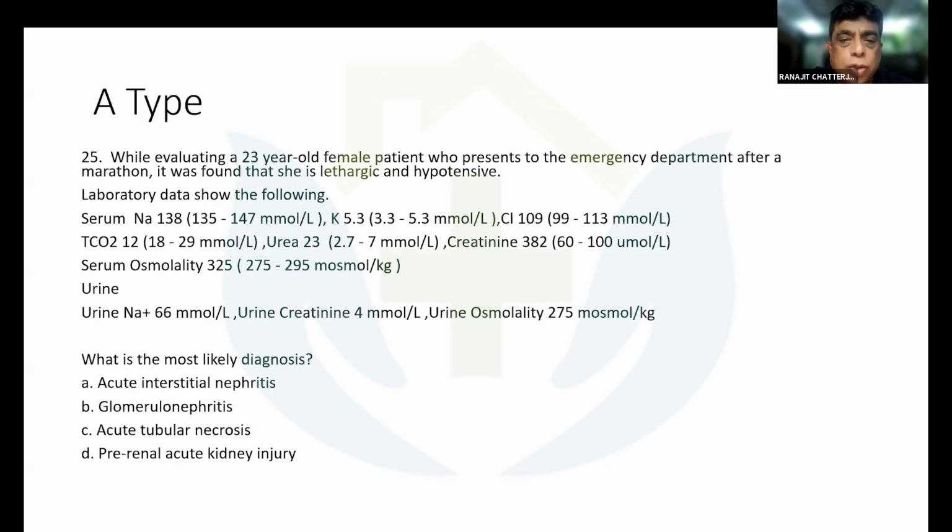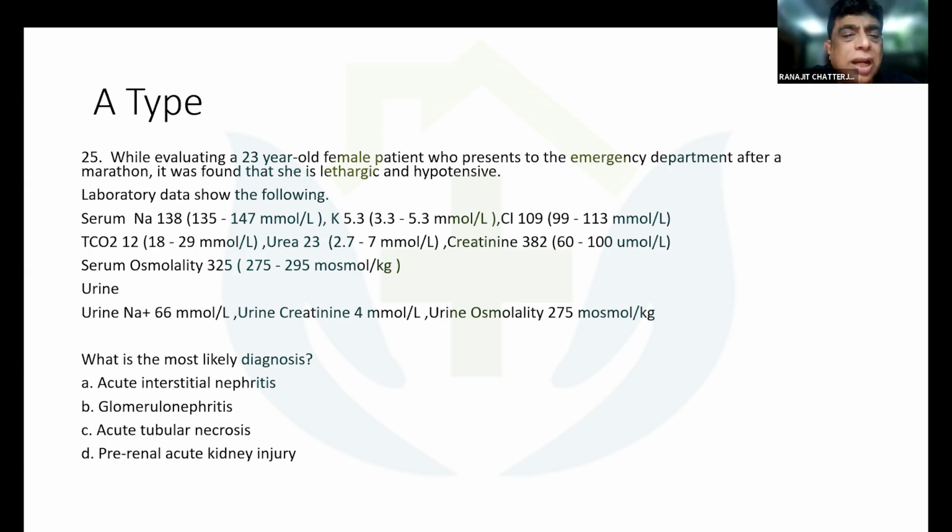Now, this is another question. You will get a difficult type of question here, like this. While evaluating a 23-year-old female patient who presents in the emergency department after a marathon, it was found, see, now she has been in a marathon. That means they'll give you some hints. The patient is already dehydrated. It is found that she is lethargic and hypotensive.